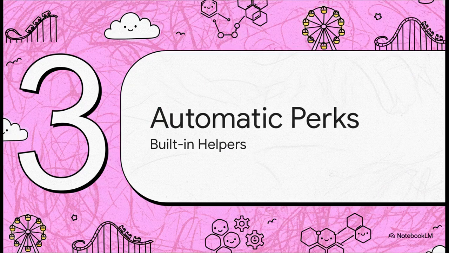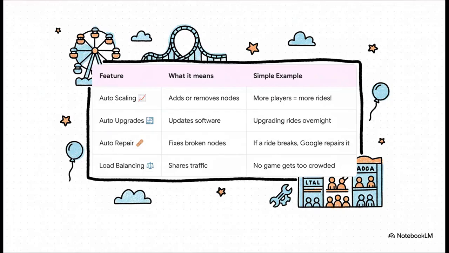But here's the cool part. No matter which mode you choose, GKE comes packed with some incredible automatic perks that make managing your park an absolute breeze. Look at how powerful this automation is. You've got auto-scaling. If a ton of new players suddenly show up, boom, GKE automatically opens more rides for them. What if a ride breaks down? Auto-repair fixes it, like instantly. And load balancing? That's your park attendant, making sure no single game gets too crowded. It's literally like having a world-class operations team on staff, 24/7.